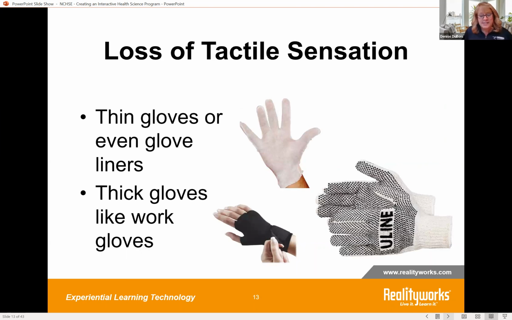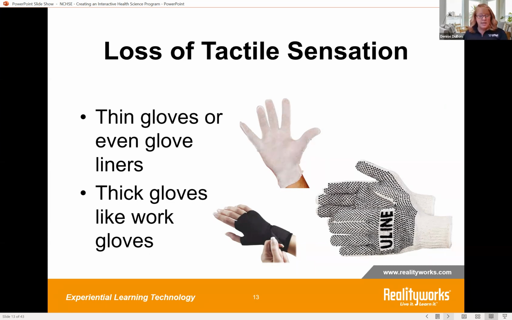Loss of tactile sensation and numbness in the extremities due to aging is really quite common. To simulate this in the hands, you could try a few different types of gloves. Sometimes wearing several pairs of thick gloves while writing, tying a shoe, or buttoning a shirt, or even wearing thinner gloves while trying to fill a pill bottle, can simulate impairments like numbness or neuropathy.